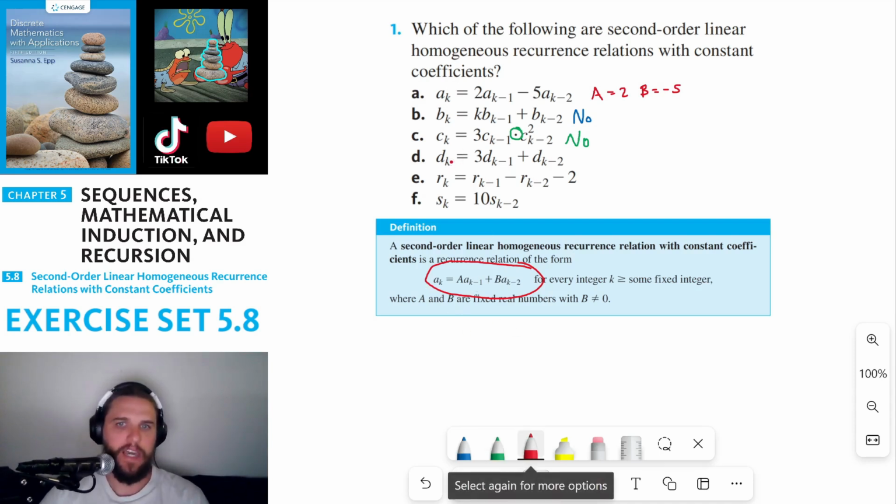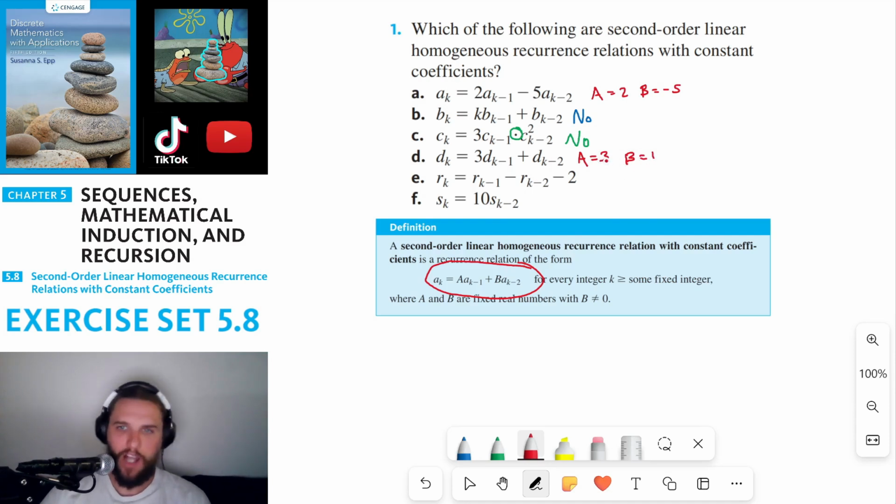For part D, d sub k equals 3d sub k minus 1 plus d sub k minus 2. In this case, we can pick a equals positive 3 and b is just 1. And in this case, b is non-zero. These are constant coefficients, so this is a second-order linear homogeneous recurrence relation with constant coefficients.